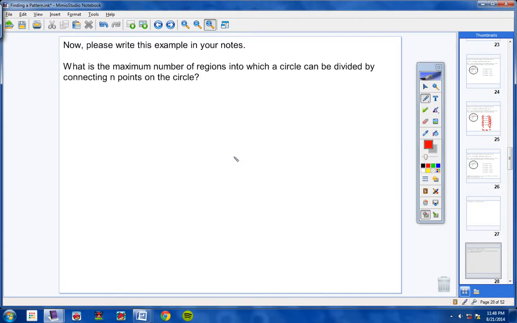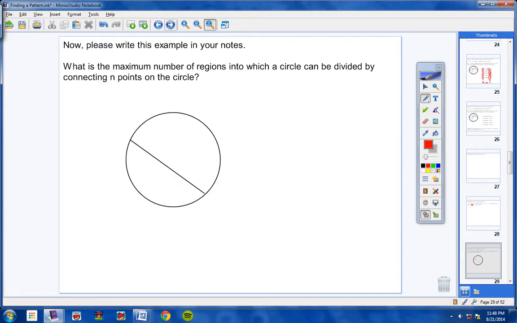All right. What is the maximum number of regions into which a circle can be divided by connecting n points on a circle? And of course, n points means that I can use as many points as I want to, any given number. Okay, so here's what we're going to do. We're going to look for a pattern and see if we can't figure this out. Okay, so here's my circle, and notice I have 2 points. Here's a point, and here's a point. All right, so when I have 2 points, and there's my line segment, I have 2 regions. All right, so 2 points, 2 regions.